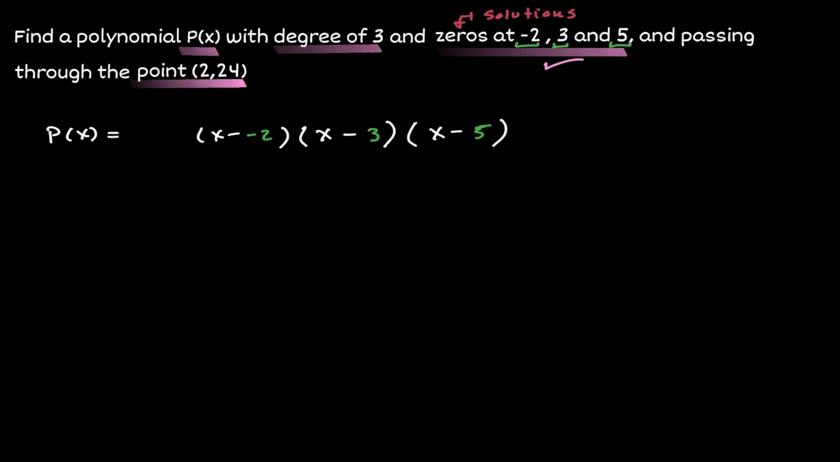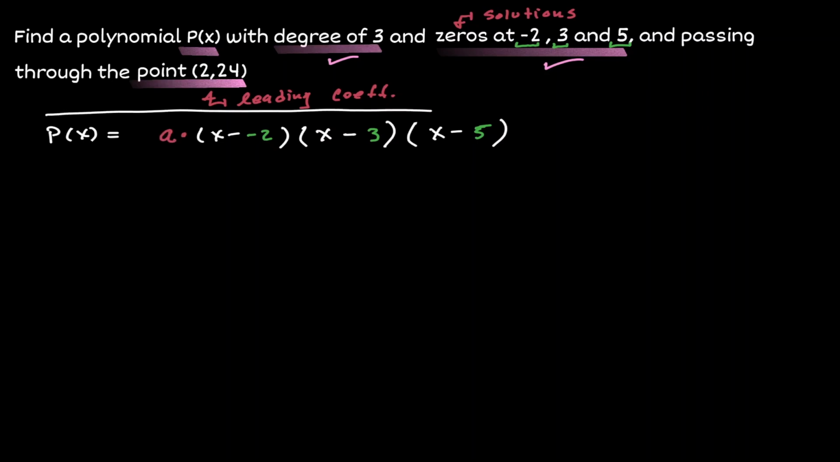Now notice that each factor has an exponent of 1. And if we add them up, 1 plus 1 plus 1, it does give us 3. So we have fulfilled the condition of having a degree of 3. So now, how can we make sure we pass through the point (2, 24)? Well, for that, we're going to use the leading coefficient. We might not know what the leading coefficient is, so let's call it a.